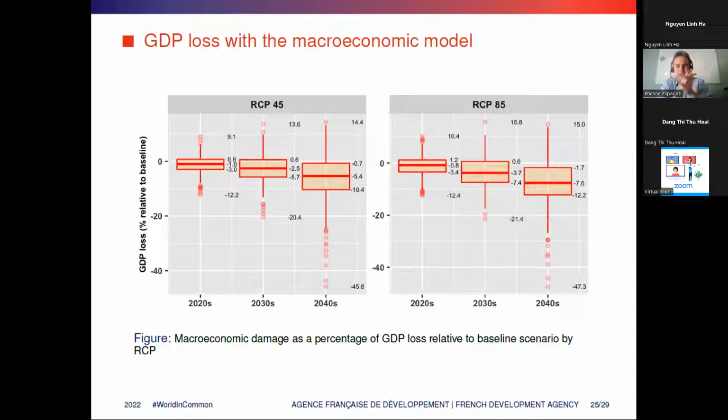So you can see that the red horizontal line is the median value, and then you have the uncertainty range and the outliers of the simulations, in both the case of RCP 4.5 on the left-hand side and RCP 8.5 on the right-hand side. So that gives you the macroeconomic damage as a percentage of GDP loss relative to the baseline scenario that I just described.